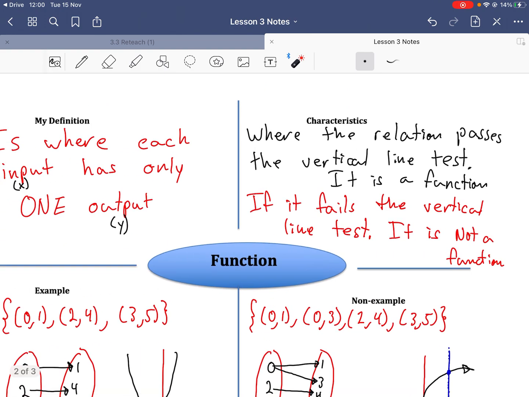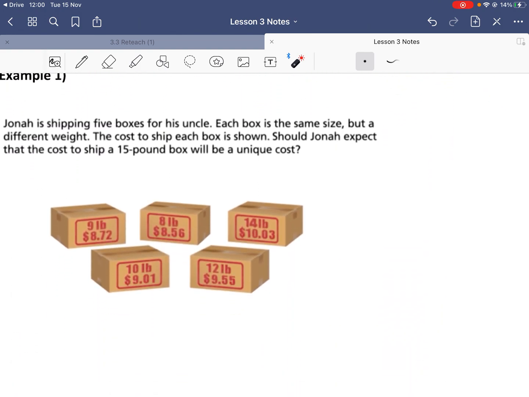Jonah is shipping 5 boxes for his uncle. Each box is the same size, but a different weight. The cost of each box is shown. Should Jonah expect the cost to ship a 15-pound box to be a unique cost? So will the cost be unique?